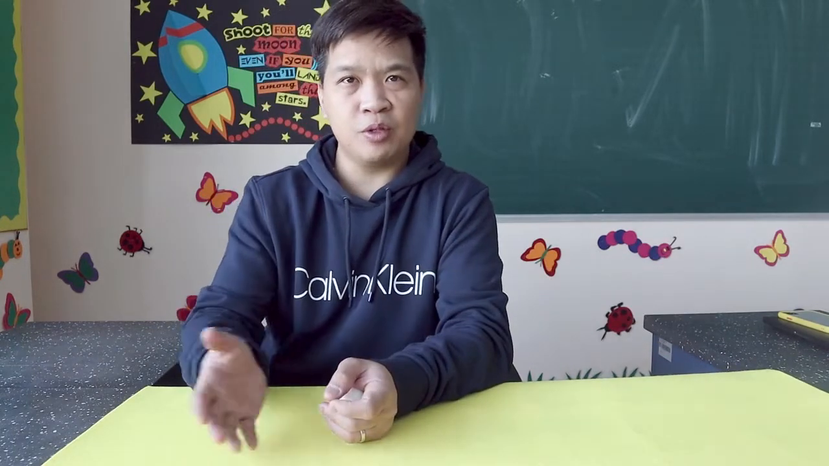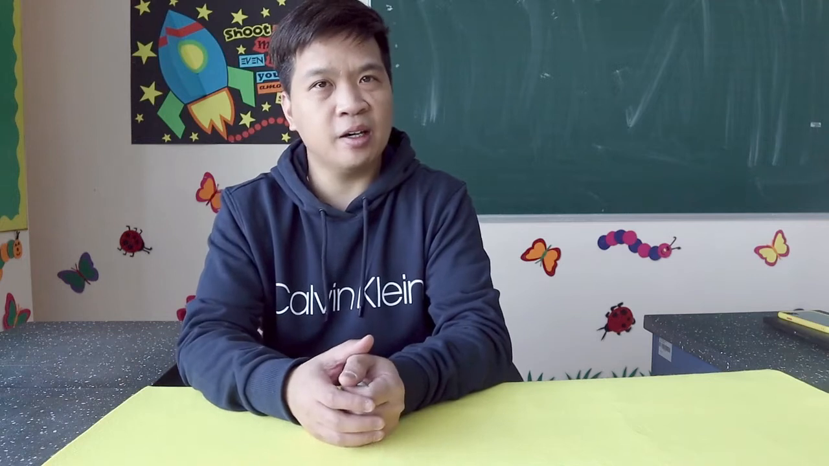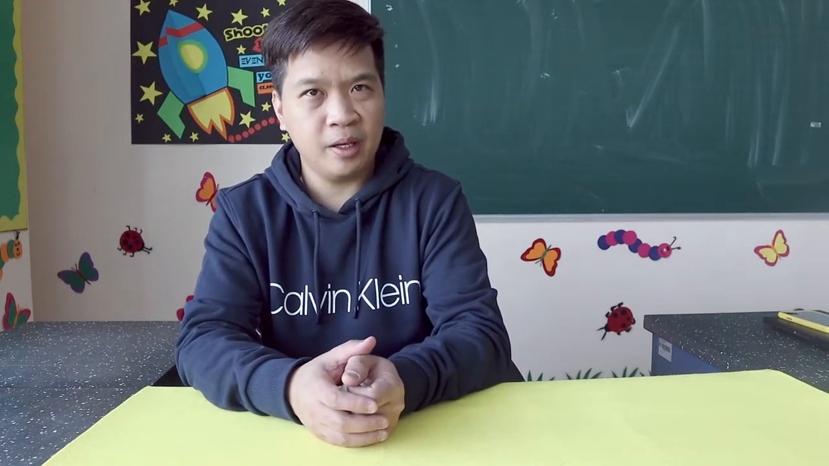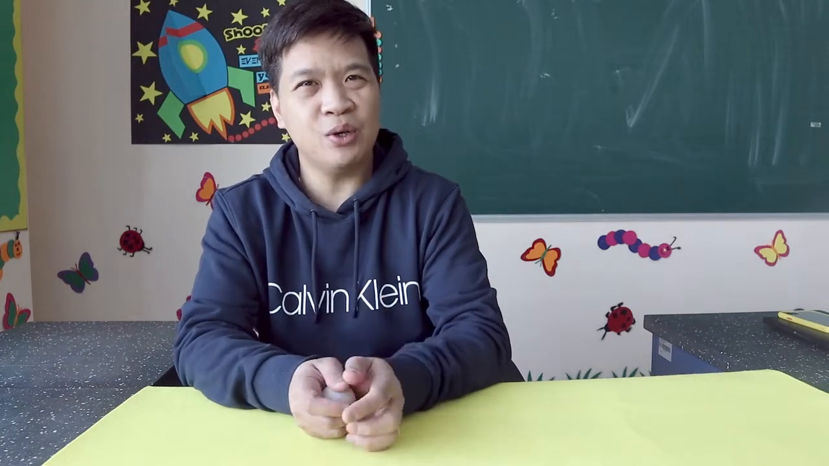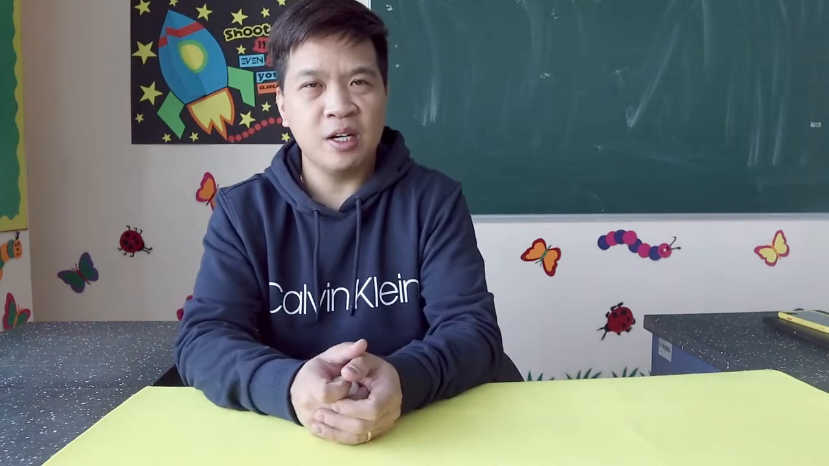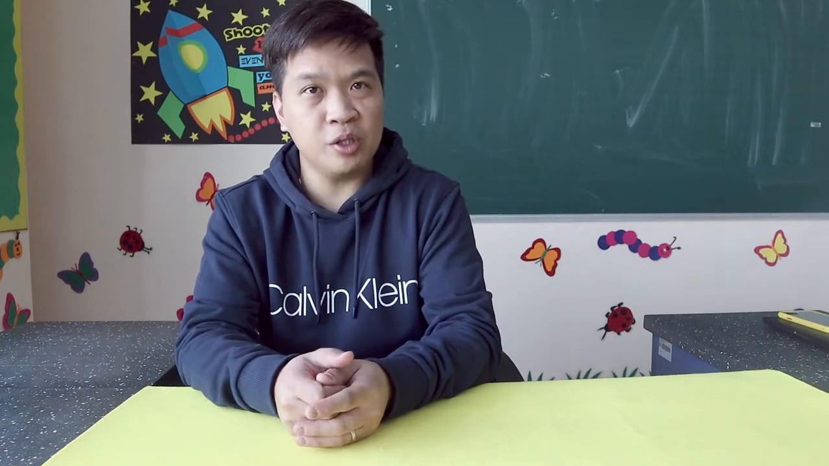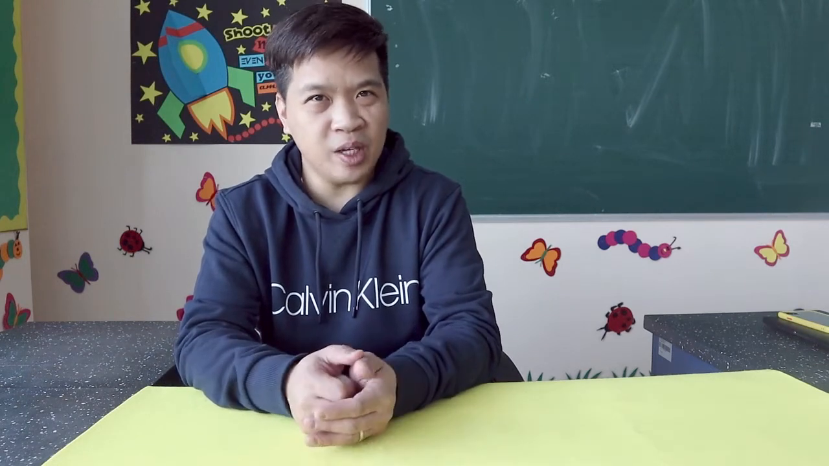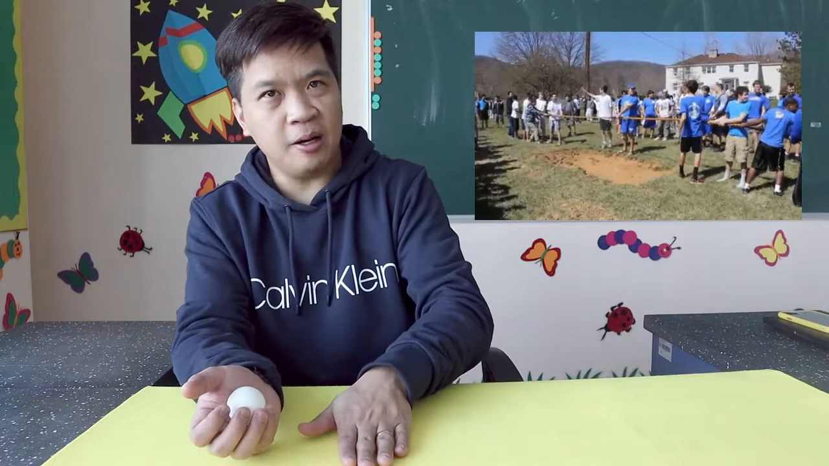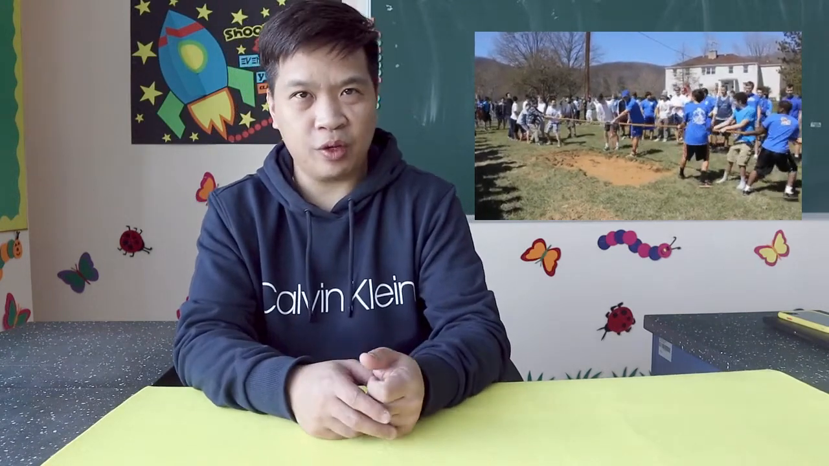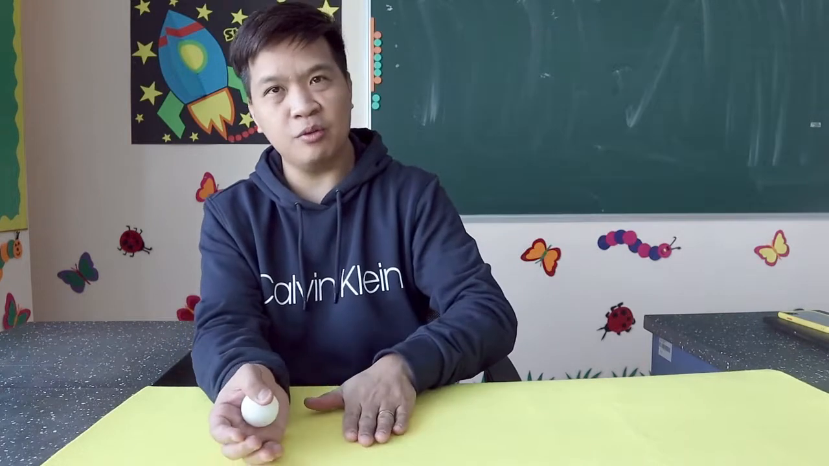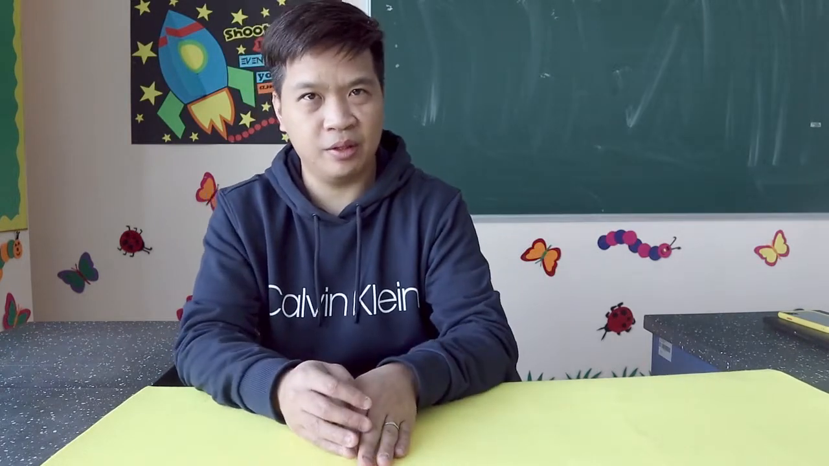If the red team pulls more on their side, then they're going to win. Are they using other forces? Right. So aside from the pulling force, they're also using a push force. They're using their feet to push against the ground. So they're using two forces, a pulling force and a pushing force on the ground.